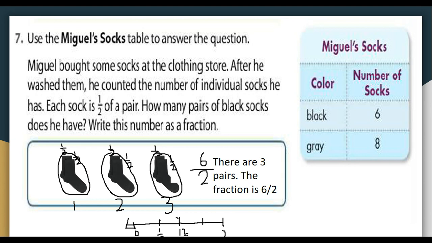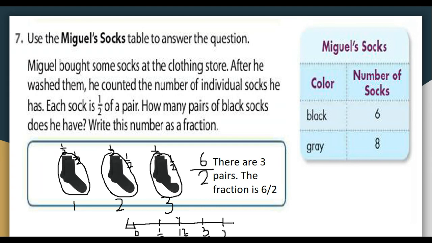Oops, 2 halves, I'm sorry. Then this would be 3 halves. What do you think 2 wholes would be? 2 wholes would represent 4 halves. Kind of hard to write here. Okay, but that's just for 2 pairs.